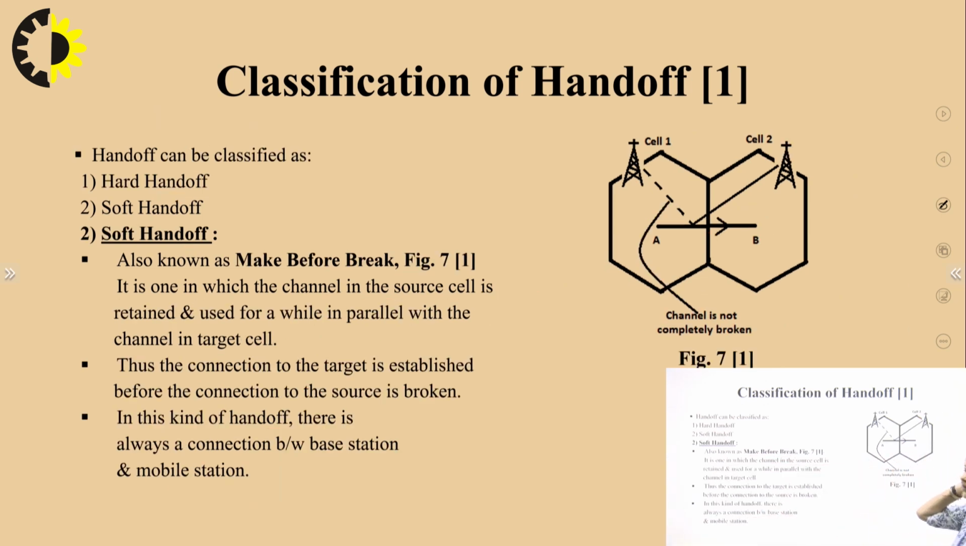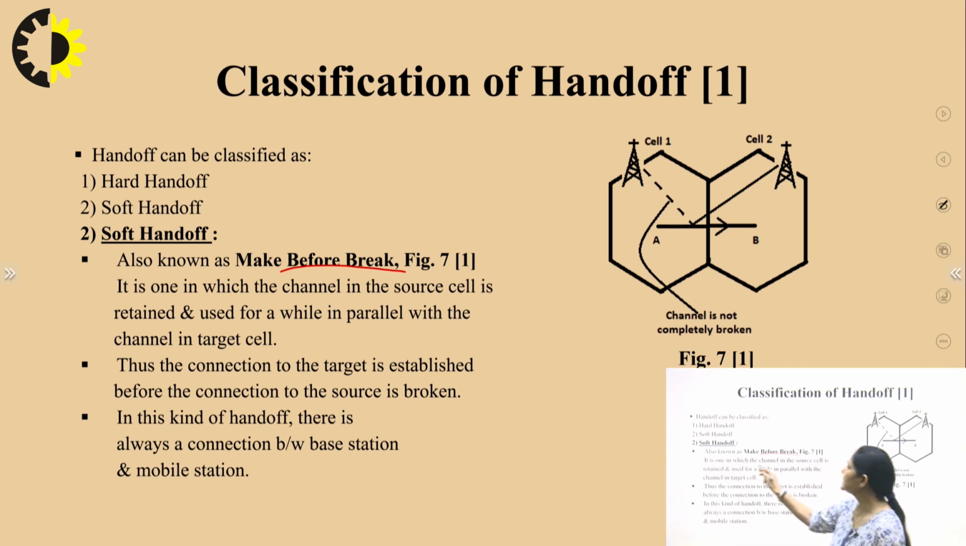Another is the soft handoff, also known as make before break. This is better than break before make, because in that there are chances that our call is disrupted. But in this, one base station is handing over the call to another base station, because the connection with one base station is there until the connection with the second base station has been made. So it is make before break.